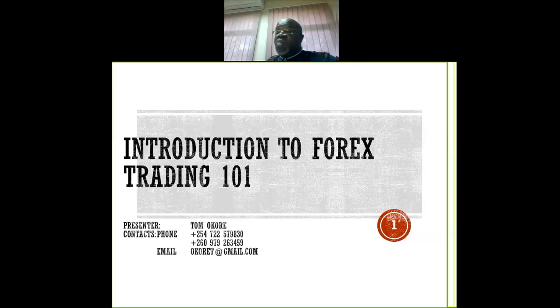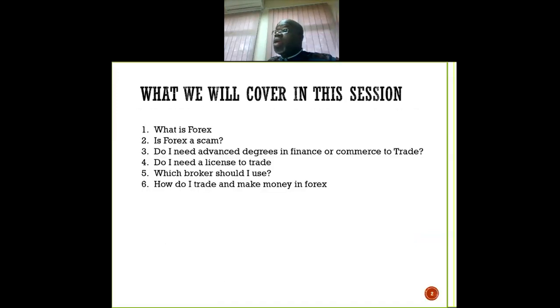So, what will we cover in this session? In this session, we shall cover what is Forex. Is Forex a scam? Do I need an advanced degree in finance or commerce to trade in the Forex market? Do I need a license to trade? Which broker should I use? How do I trade and make money in the Forex market?